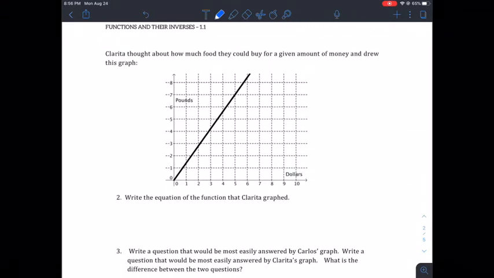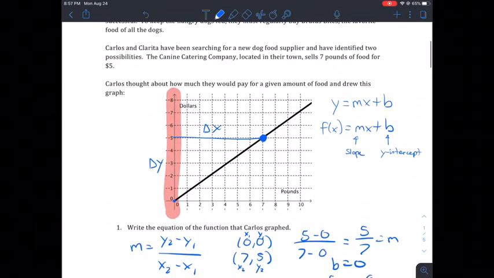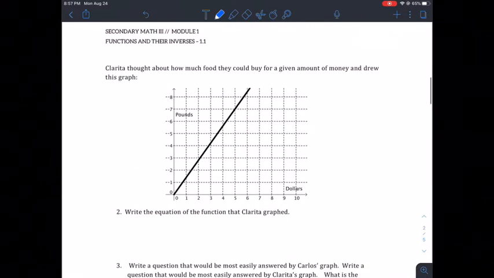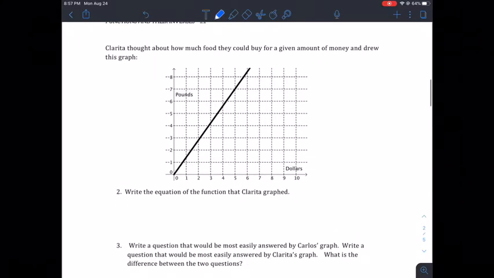Next, we have Carlita. So Carlita thought about how much food they could buy for a given amount of money. So let's think about this real quick. If we look at Carlos's graph, he wanted to know how much they would pay for a given amount of food, right? So he looked at pounds first and then the cost. Then if we look at Carlita's graph, she thought about the cost, then the pounds, all right? So her graph looks a little bit different. And they want us to come up with the equation of Carlita's graph.